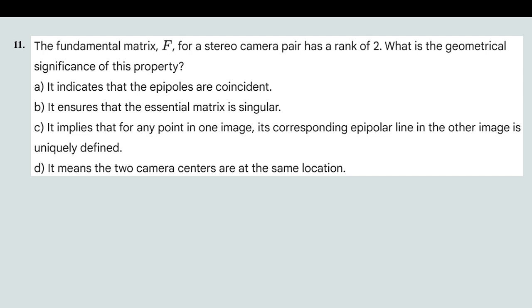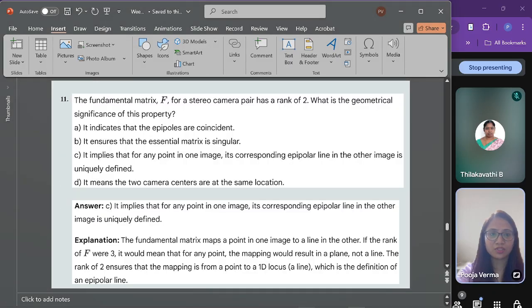Option C, it implies that any point in... Hello, ma'am. I'm unable to see the question. You are unable to see the question now. Yeah, yeah, it's there. Thank you. It's clear, ma'am. Okay, okay, I have gone to that mode. It's okay, ma'am. So I don't want to show you the answers and explanation. I want you to guess first. Okay, that's fine.